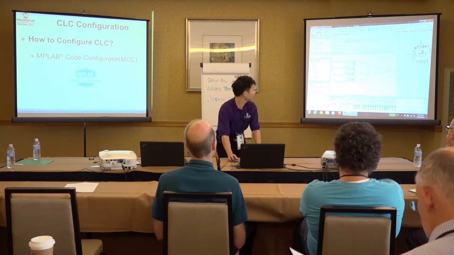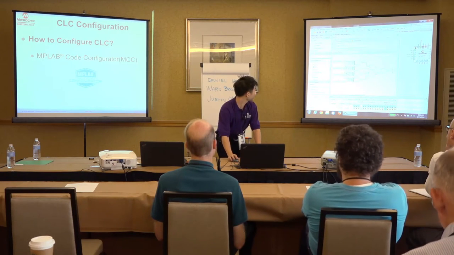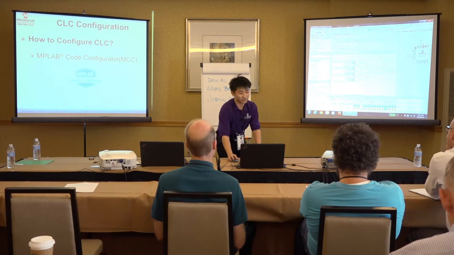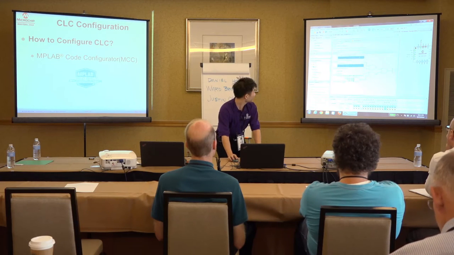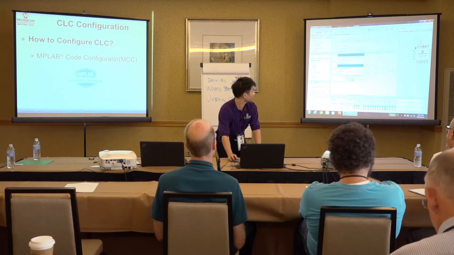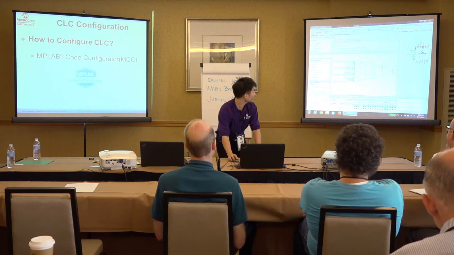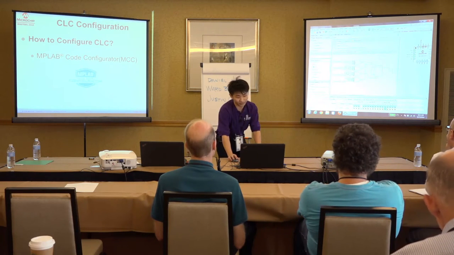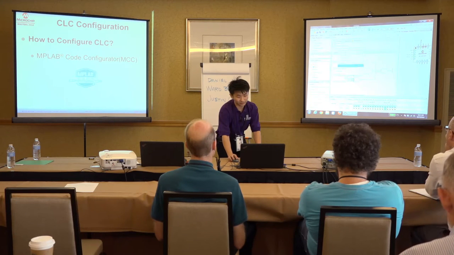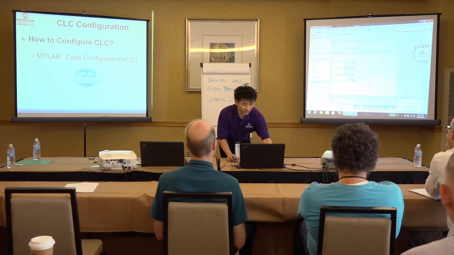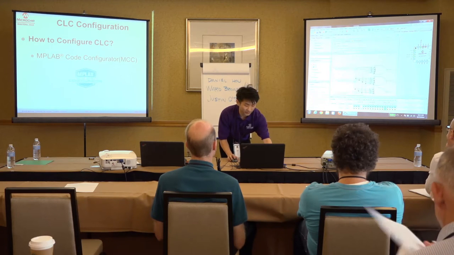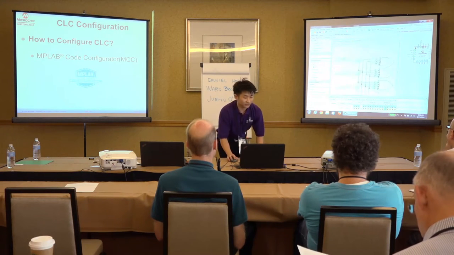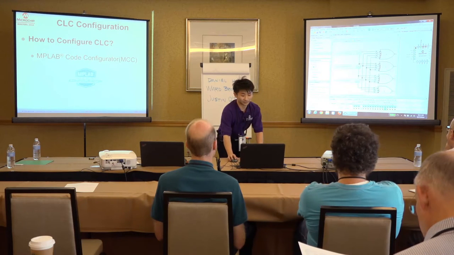In the main screen of the CLC, you can see there's a mode selection, and that's the components combination I've been talking about. So you can have a D flip-flop with an S and R, all kinds of different component combinations. And if I zoom in a little bit here, this is the four inputs I've been talking about.